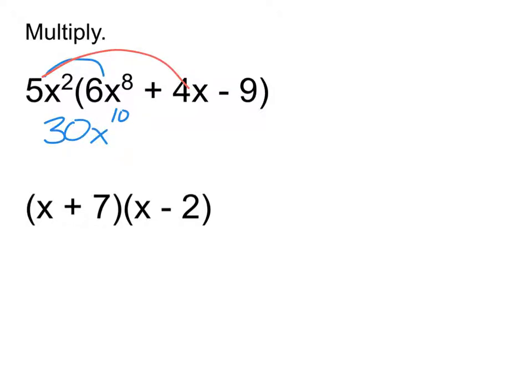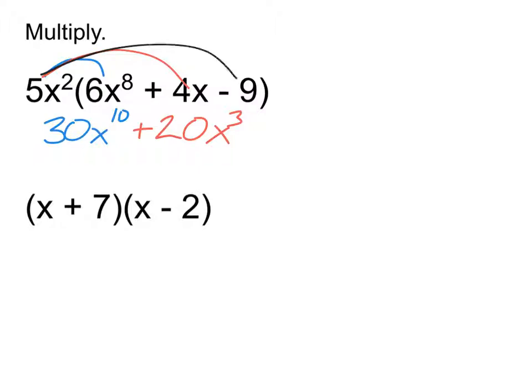So we're now going to do 5x squared times 4x. So I do the 5 times the 4. 20. It gives me 20. And then x squared times x. That's going to give me x to the power of what? 3. Yes, because remember that x there is just x to the 1. And so then that is x cubed.